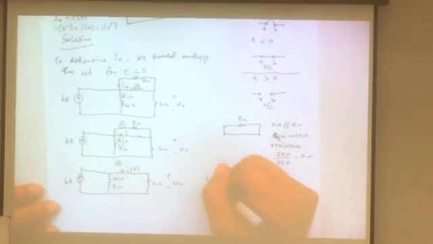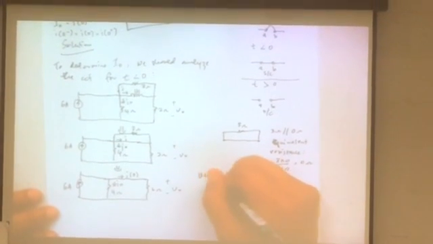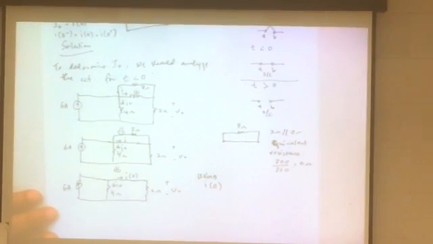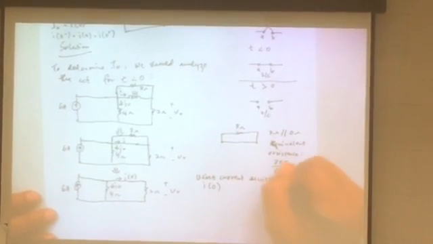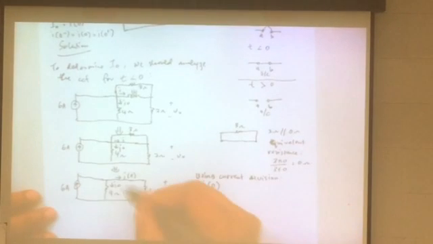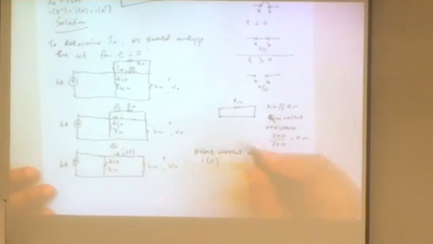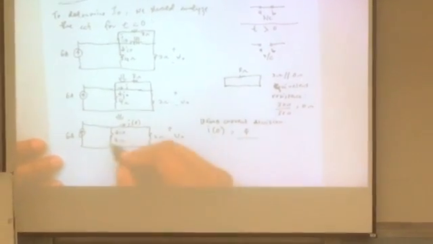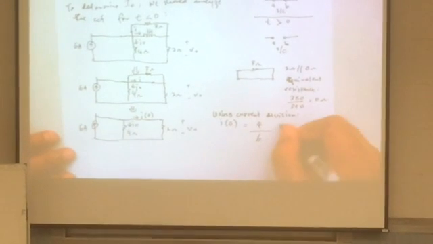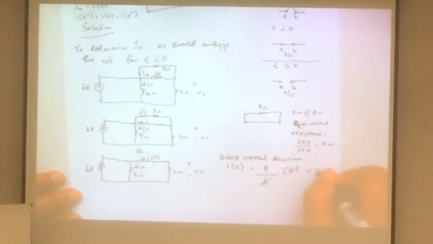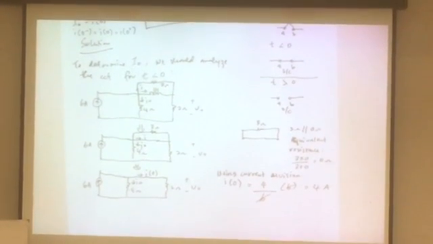Okay? So what is I? Using what theorem? Current division. Using current division. So the I at time 0 is equal to this resistor, 4 ohms, over total resistance, 6 ohms, times the current source, 6 ampere, which is 4 ampere. Okay? So that's your I naught.